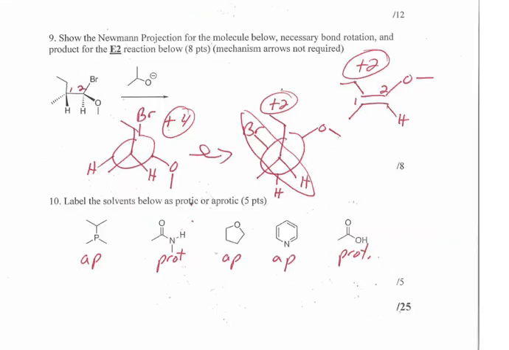All right, Newman projection. So show the Newman projection for the molecule below, the necessary bond rotation, and the products for an E2 reaction, right? So be careful. I told you it was an E2. Mechanism arrows not required. All right. First, you got to be able to draw this, right? Doing the old-fashioned eyeball-looking at the thing, right? Got to be able to do that. We've done Newman projections before, so hopefully that's something we can still do.